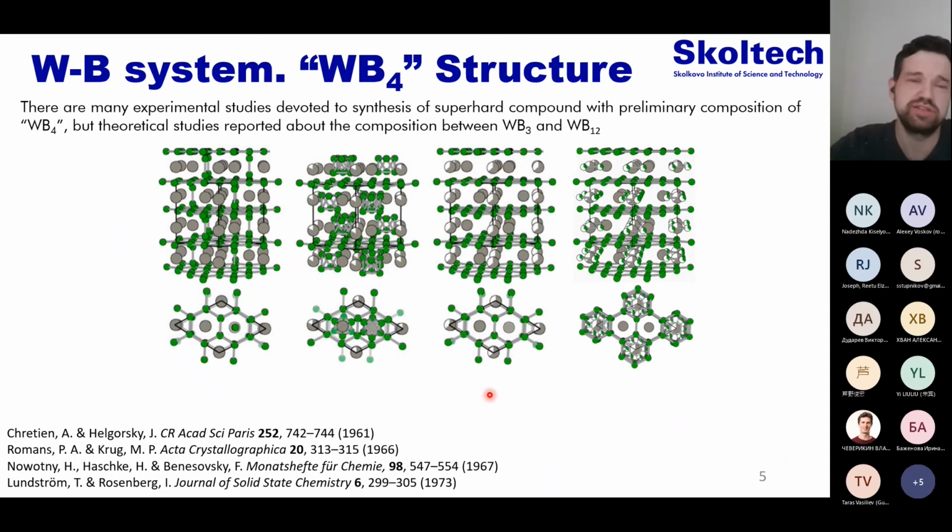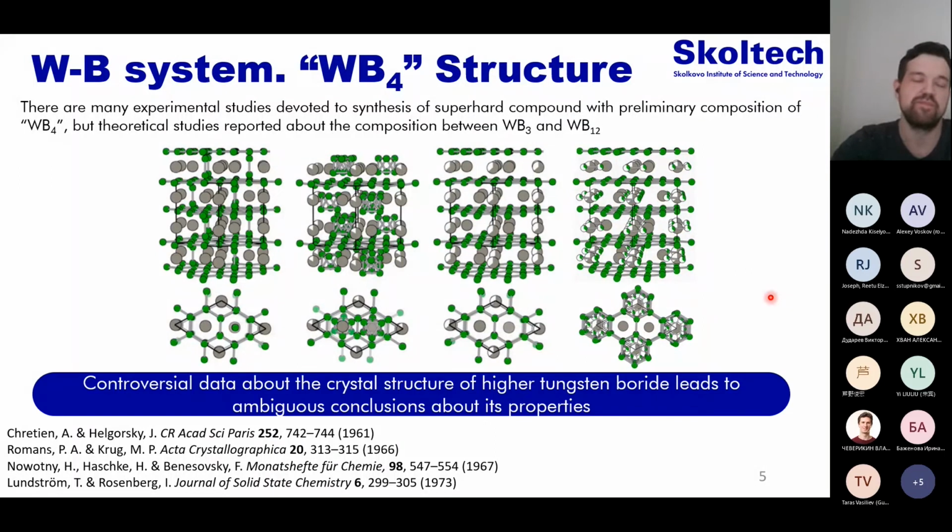The most promising system is tungsten-boron, because there are many experimental studies devoted to the synthesis of superhard compounds with a preliminary composition of WB4. But there are also many theoretical studies reporting compositions of this compound between WB3 and WB12. Here you can see different crystal structures, different models of this compound. Thus, controversial data about the crystal structure of higher tungsten boride leads to ambiguous conclusions about its properties. So we need to define accurately the crystal structure of this material in order to understand its properties.